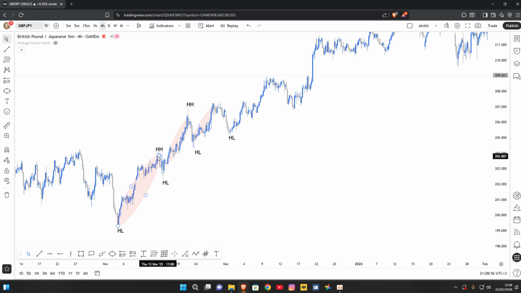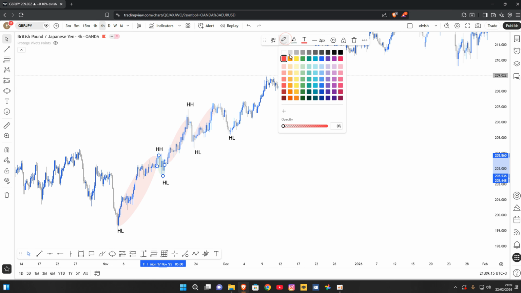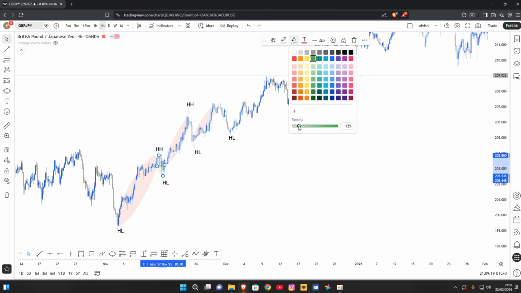So now let's identify the pullback. I'm going to be using the color green in this scenario. So that's the pullback, let me color it green. So the green is the pullback. Let me try to make it a bit thicker. Let me change its opacity to something that is visible.